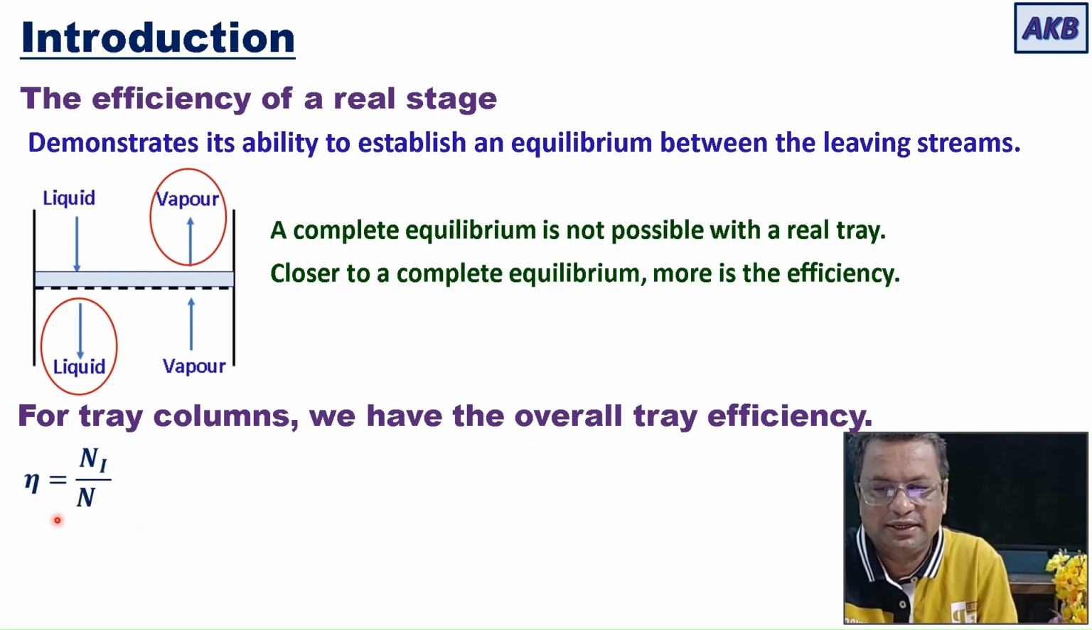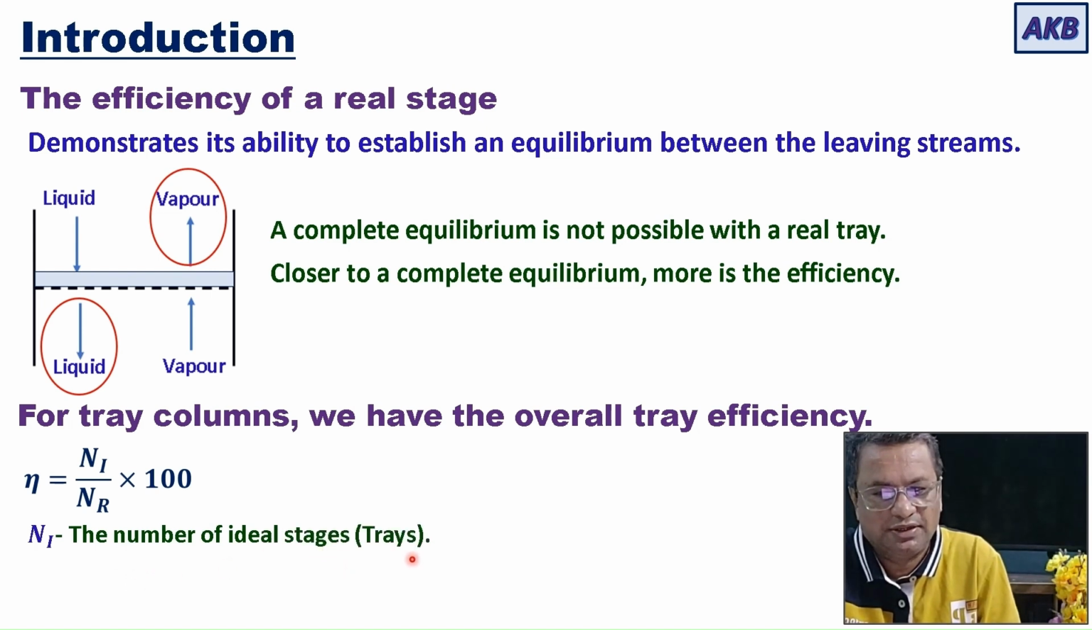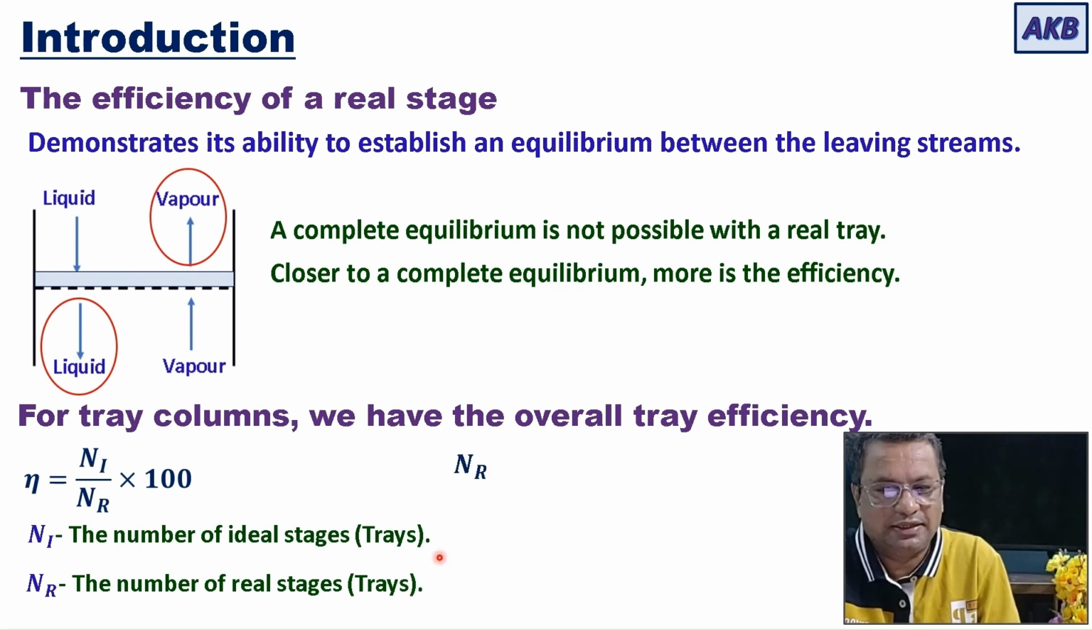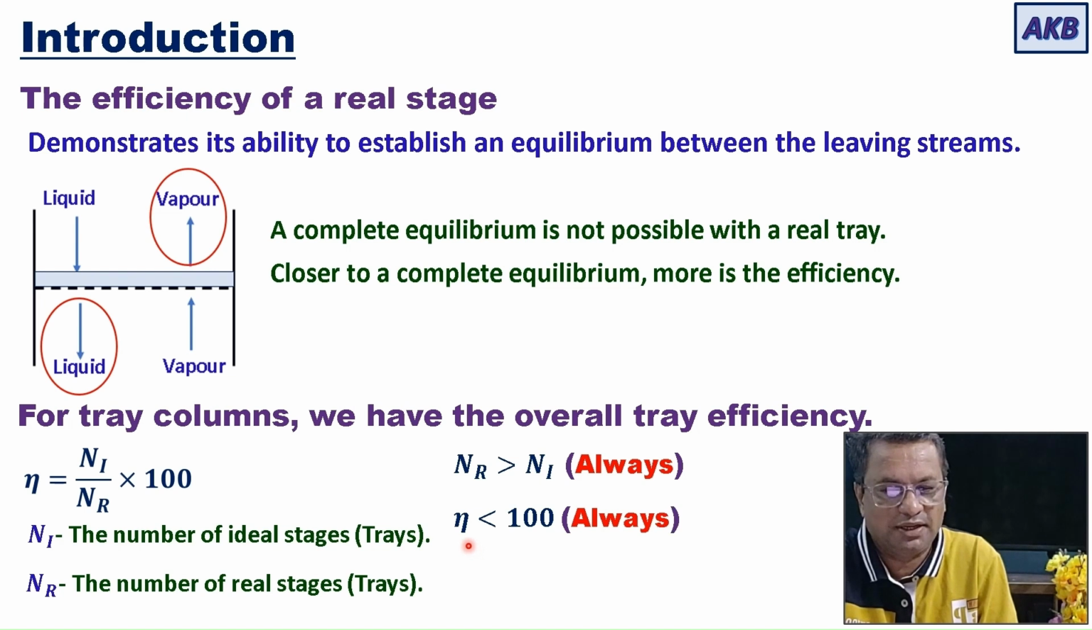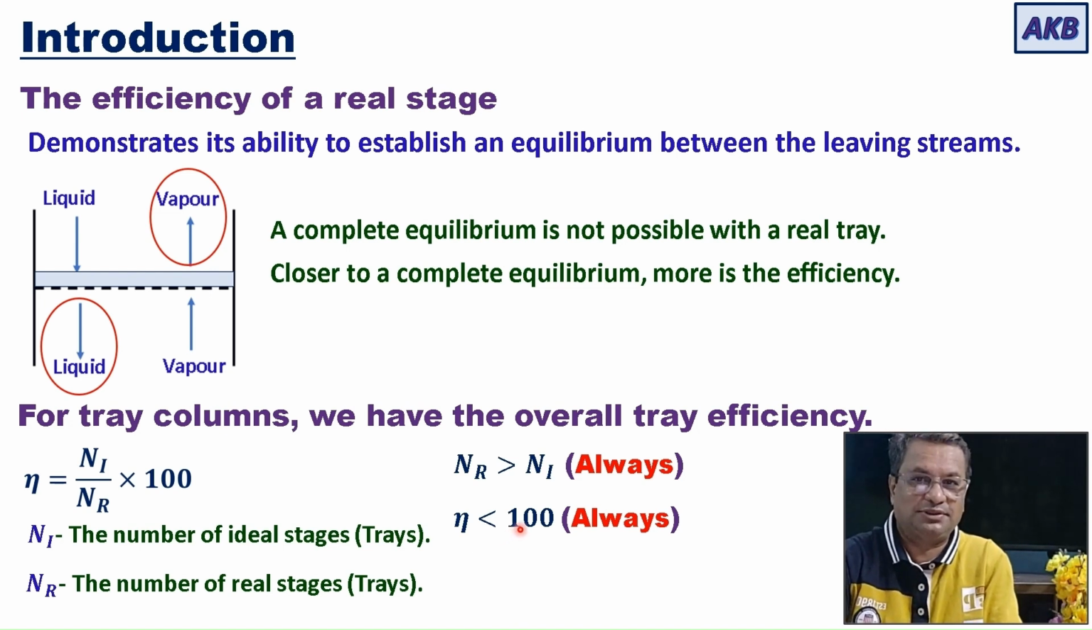And how is it defined? It is defined as Ni upon NR into 100. What is Ni in this case? Ni is the number of ideal stages. In tray columns, these are trays. And NR is the number of real trays or stages. And we should remember that the number of real stages, that is NR, is always greater than the number of ideal stages, that is Ni. And therefore, as per this equation, efficiency will always be less than 100%. For an ideal stage, it will be 100%.